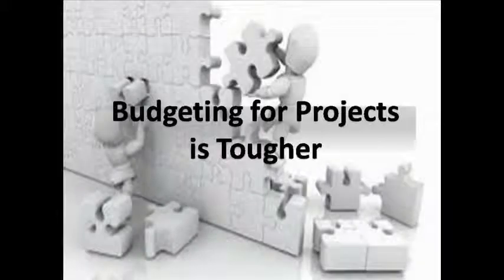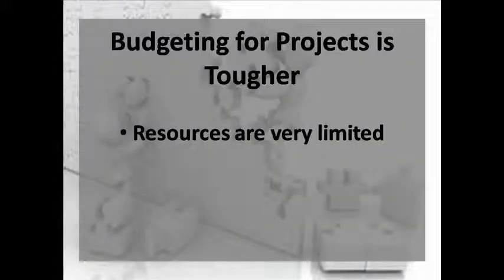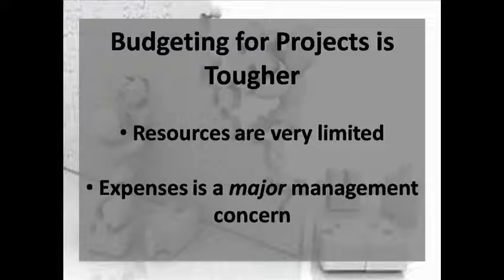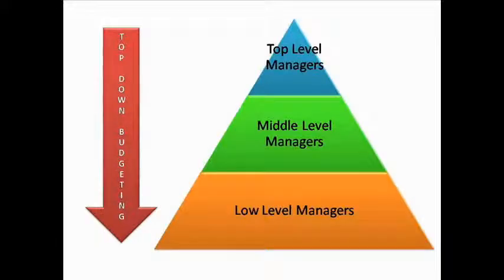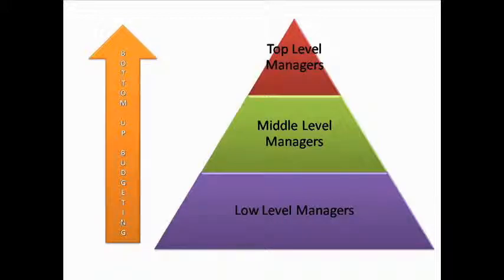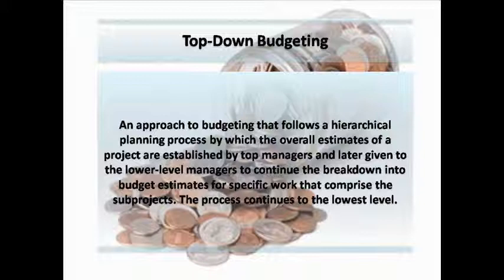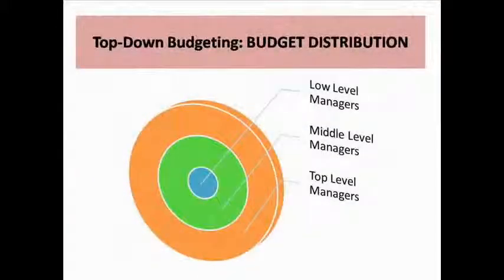Why is budgeting for projects becoming tougher? Simply because the resources are very limited, and we all know that the expense is a major management concern. There are two approaches in budgeting, top-down, and the second one is bottom-up. Now, top-down budgeting, as the term implies, a project budget or overall estimates will be established by top managers, and later these figures are given to the low-level managers to continue the breakdown into budget estimates for specific work activities.